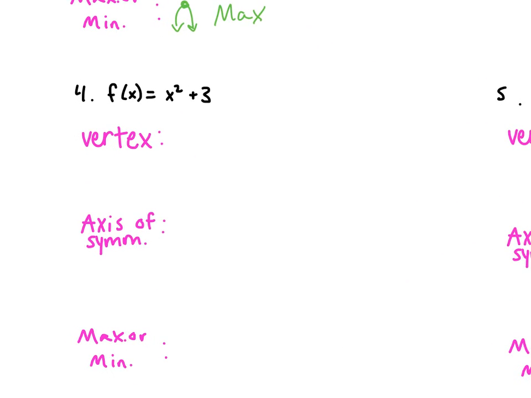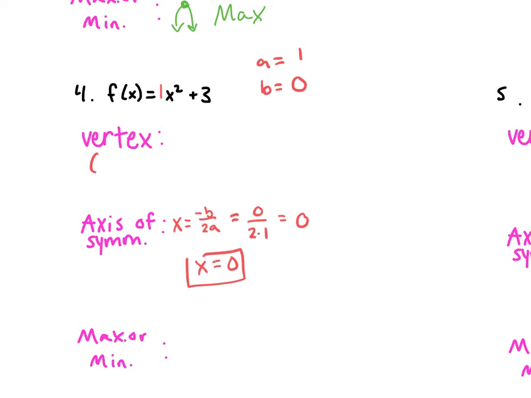All right, let's look at 4. What do we do first? Axis of symmetry. What's our formula for axis of symmetry? Negative b over 2a. So what's our a and what's our b? It's 1 and 0. Awesome. We don't have a number in front of the x squared, so it's a 1. And then we don't even have an x, so that's a 0. So we have 0 over 2 times 1, which is x equals 0.